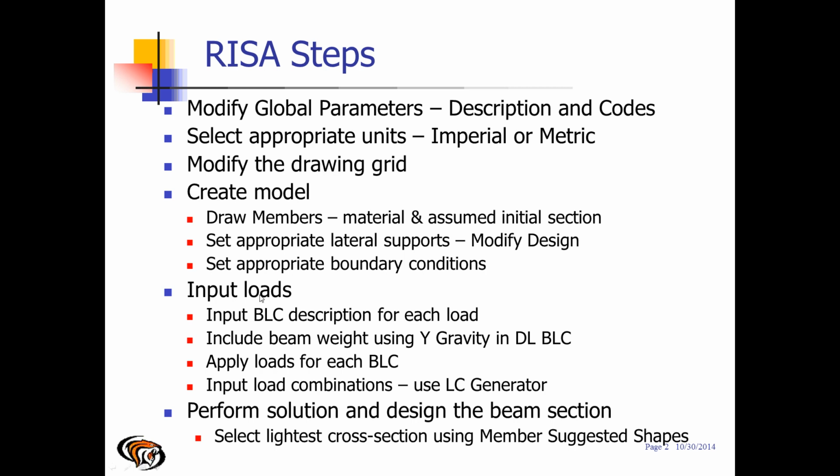And then finally we'll get to the loads. And so when inputting the loads, we're going to make sure that we use the basic load case descriptions for each load. When we define those basic load cases, we will have to include the beam weight using the Y gravity option. We'll then apply those loads, and then we'll create our load combinations using the load combination generator. We'll perform the solution and design the beam section, essentially selecting the lightest section using the member suggested shapes.